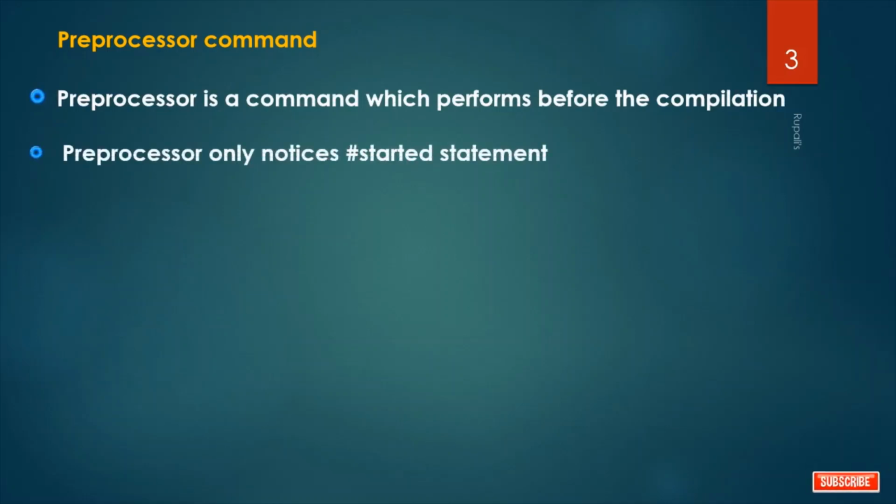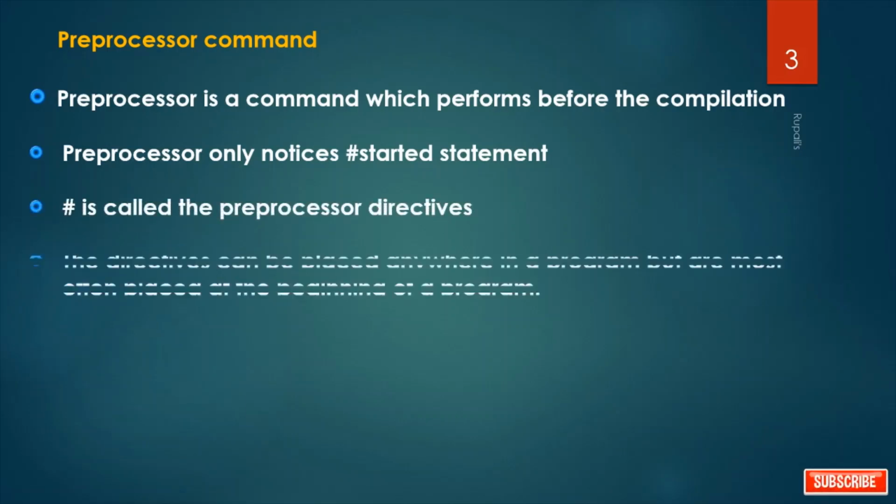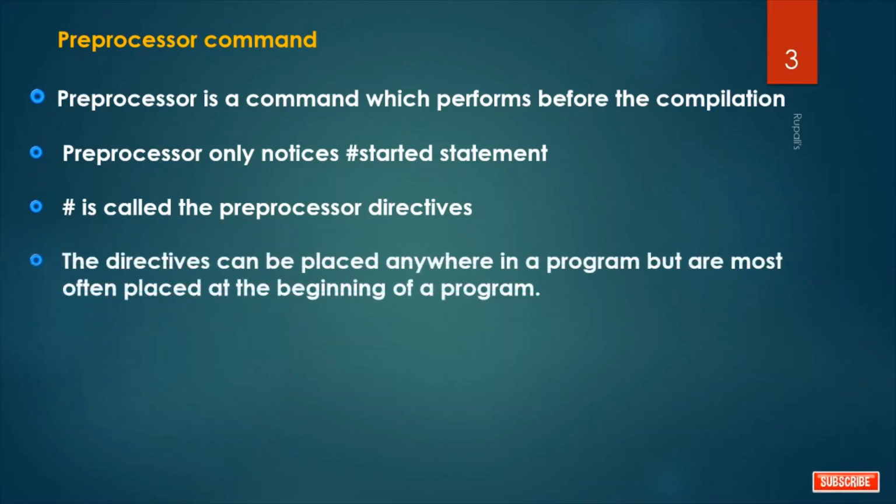The preprocessor only notices statements that start with a hash. So if in your program you get any statement that starts with hash, then we can say that is a preprocessor command. Hash is called the preprocessor directive. The directives can be placed anywhere in a program but are most often placed at the beginning of a program.